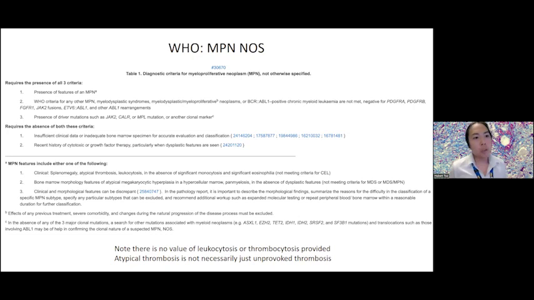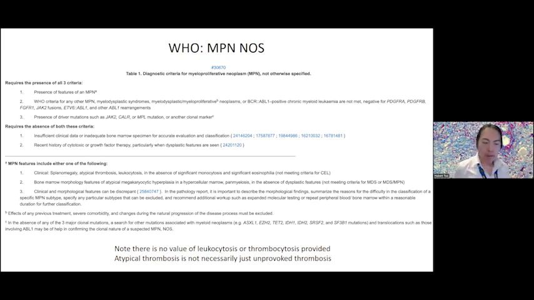If we flip over to the WHO version, you can see that there are some similarities. I think it's helpful here that in the first criteria where there are features of an MPN, and again, the terminology is a little bit different, MPN unclassifiable versus MPN NOS. I don't think there's really a need to have changed the terminology in this sense, but nevertheless, they do provide some examples of what these MPN features might be.